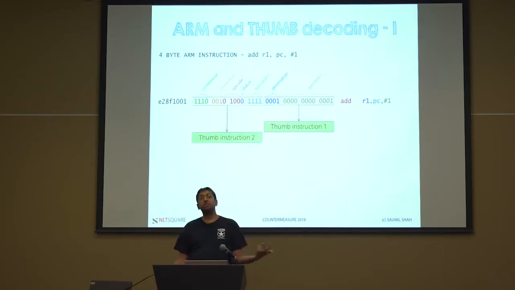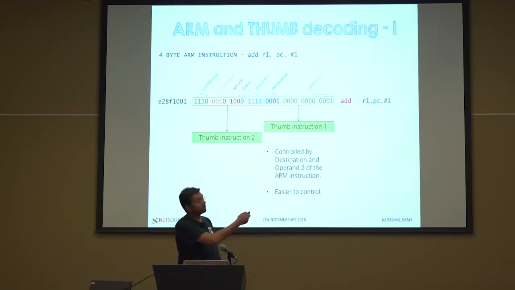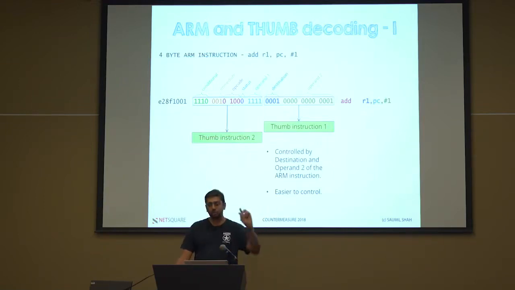And the most significant 16 bits are the second thumb instruction. What will influence each of these thumb instructions? So the first thumb instruction is controlled largely by the destination register, that is the R1 over here, and the operands of the ARM instruction. The second half of the ARM instruction controls this instruction. It's easier to control because you can choose what to put in there.